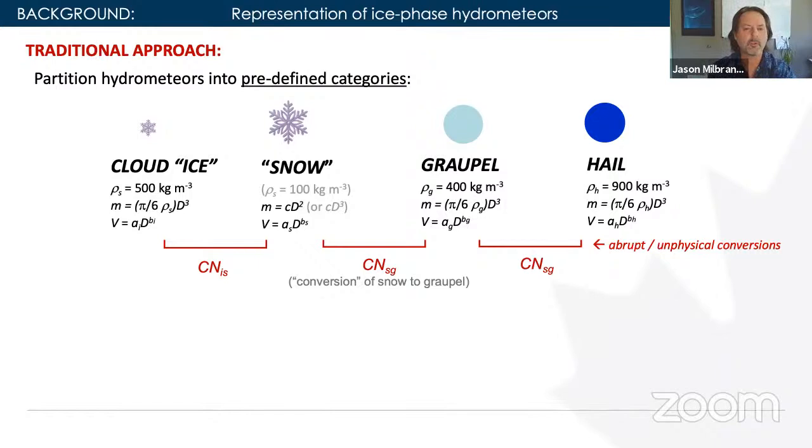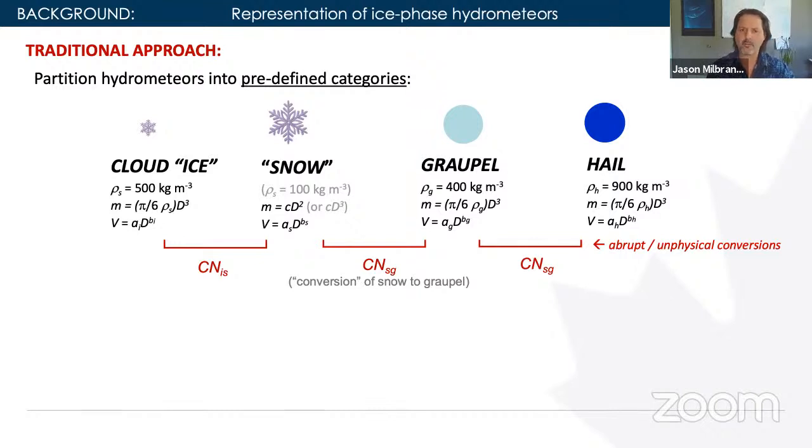This is what put us on our track of looking in more detail at graupel and eventually realizing that the whole traditional bulk approach of partitioning the ice population into predefined categories has some inherent bad aspects. Hugh discussed a bit of those, but in particular, these conversions between categories are a completely ad hoc and fictitious process. There's no such thing as conversion of snow to graupel with an abrupt jump in properties.